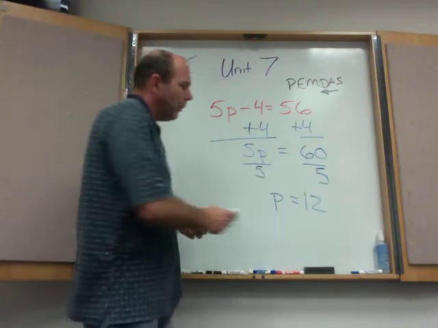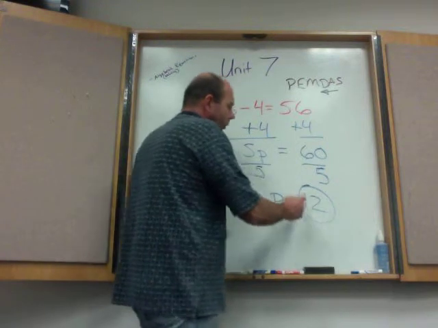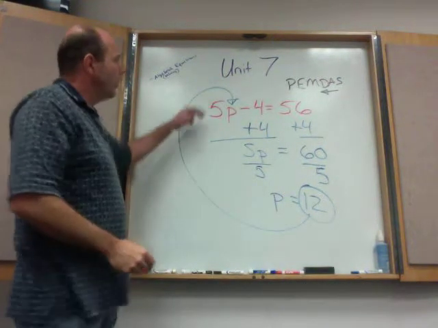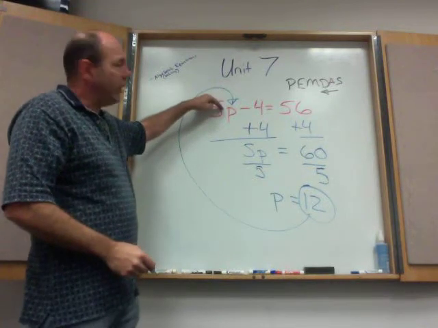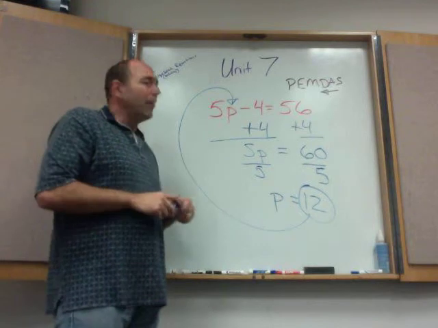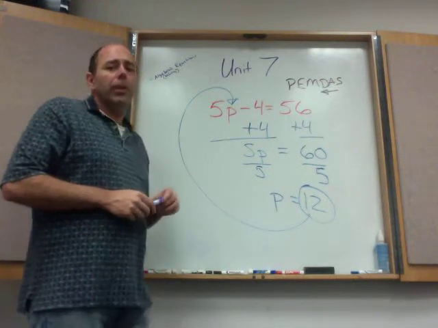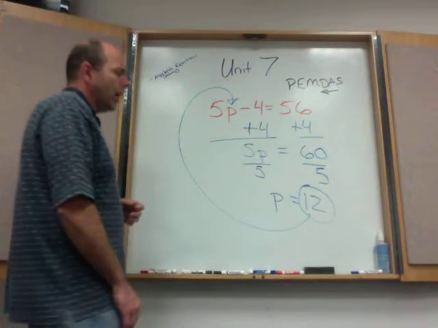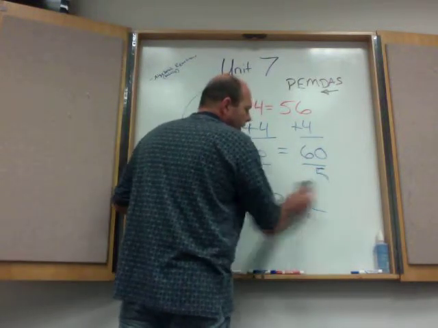Then we take and double check our work. I'll take this 12, I'll put it back up here. Does it work? Well, 5 times 12 equals 60. 60 minus 4, 56. That does work. This is a fairly simple two-step equation to solve. And I want to look at something a little more complex, or a couple things that are more complex.